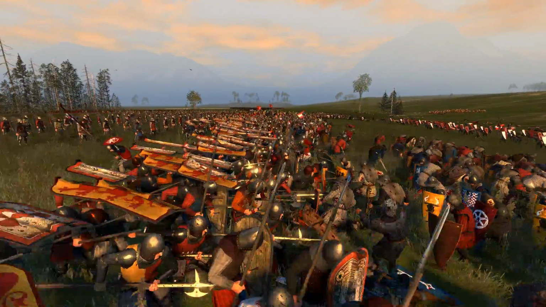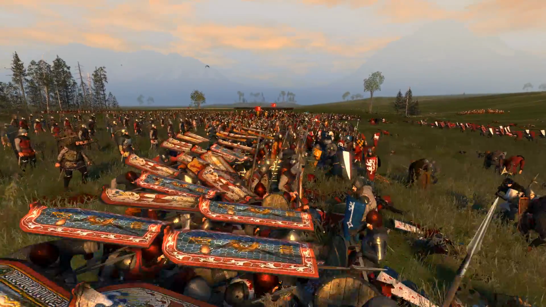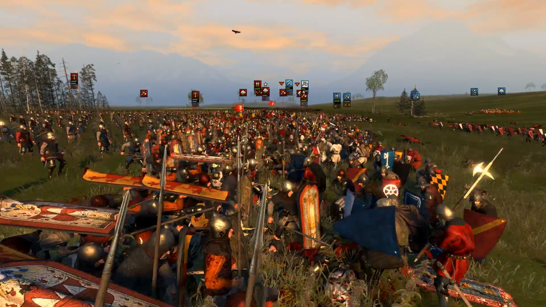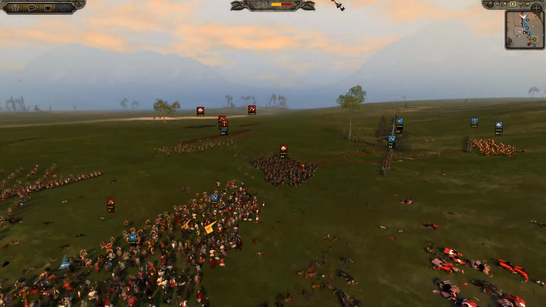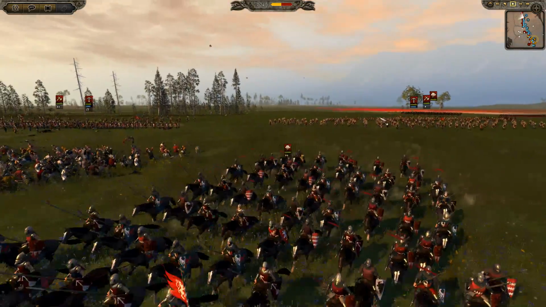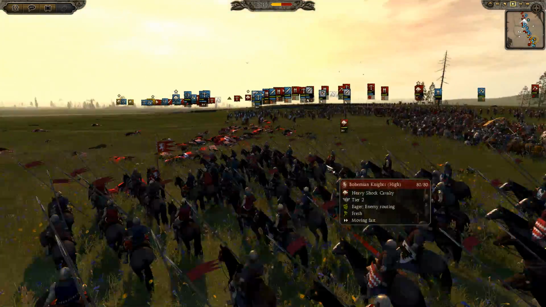Man, look at that. It's still going. All right, let's zoom out and go back to the tactics here. Now, we've got cav flanking around. This is pretty huge, guys. Cav flanking around, a pretty untouched flank over here for Bohemia.